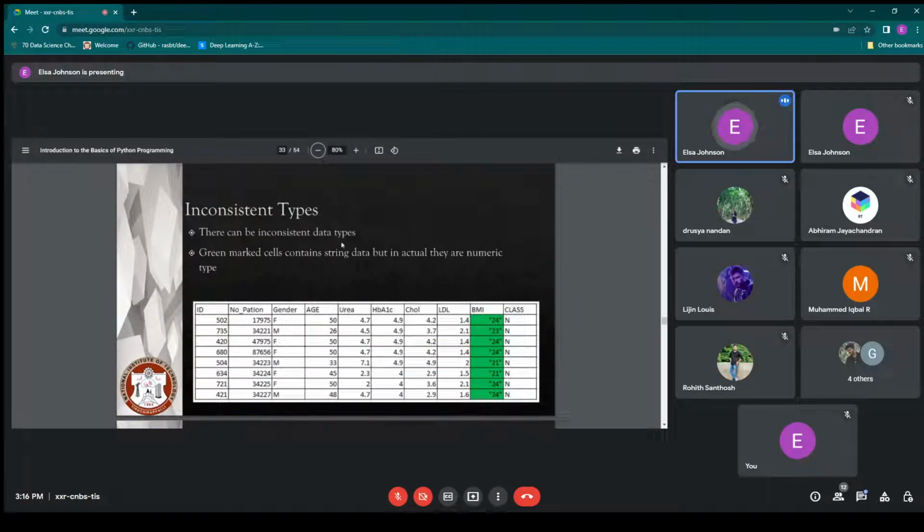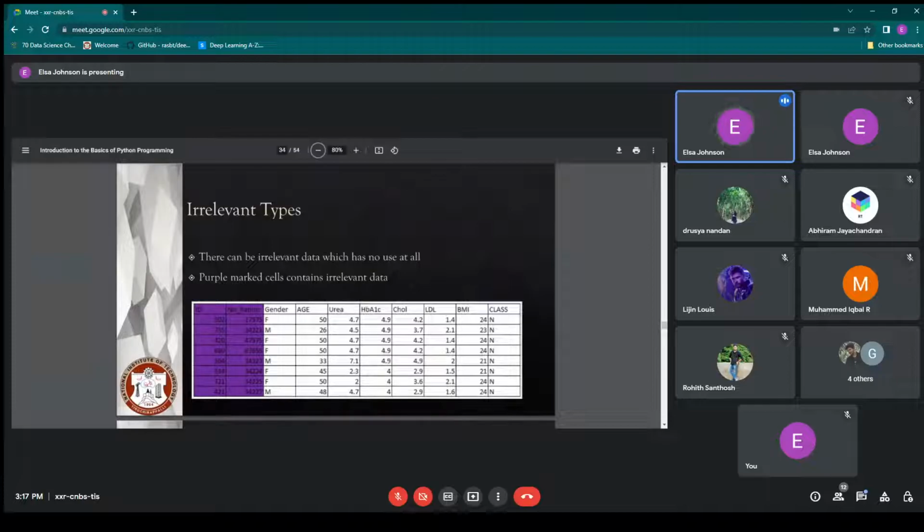Next is inconsistent data. Some data might have inconsistent data types. Here in this case, BMI is coming as string data. Numbers given within inverted commas can be taken as a string. It is actually numeric data. BMI values should be numbers, but due to some error, it is coming as string data. This is a particular example of an inconsistent data type. So we have to change its data type to a numeric data type before analysis.